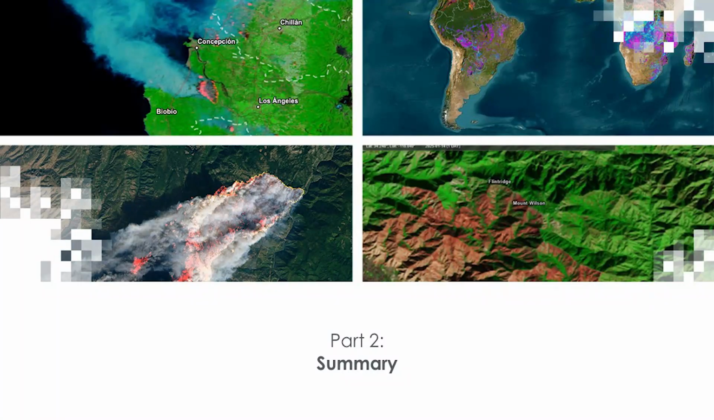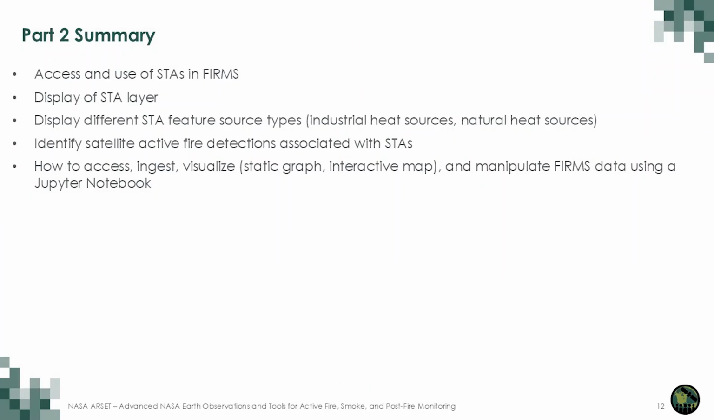Great. Thank you very much, Dylan. And as I mentioned, we're going to make this recording available by tomorrow, so you can go through this on your own time. But let's summarize what we learned here today. First, Brad showed us how to access and use STAs in FIRMS, which included the display of STA layers, how to display the STA feature source types, such as industrial heat sources or natural heat sources, and identify active fire detections associated with STAs. And we also saw how to access, ingest, and visualize FIRMS data using a Jupyter Notebook.